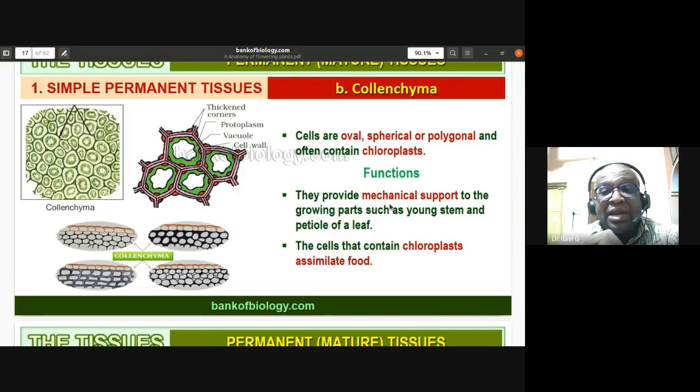So collenchyma provides mechanical support to the growing parts such as the young stem and petiole of a leaf. These cells contain chloroplasts similar to parenchyma, and they help in assimilation of food. So they not only undergo photosynthesis, but they also help in assimilating food.